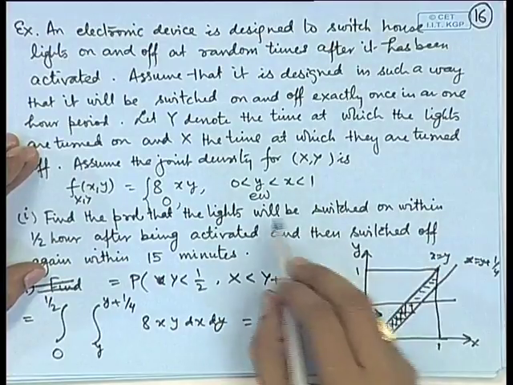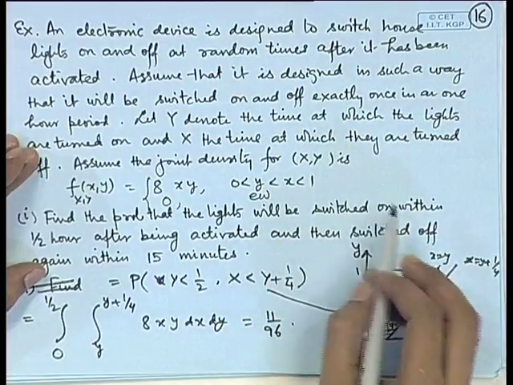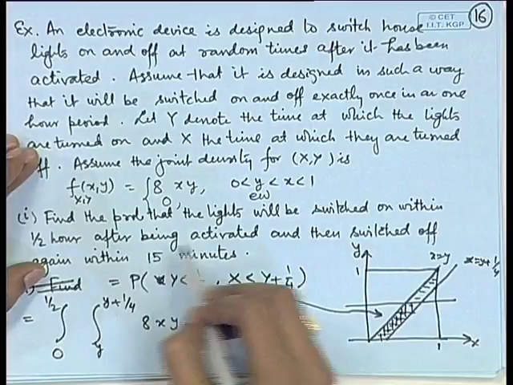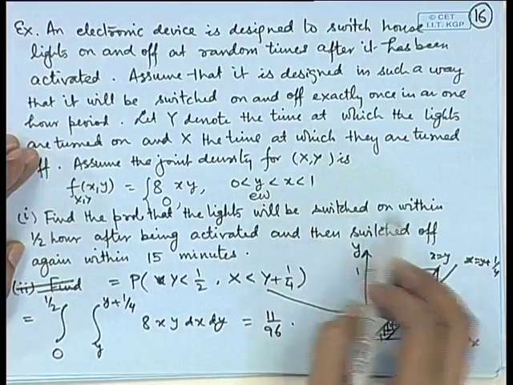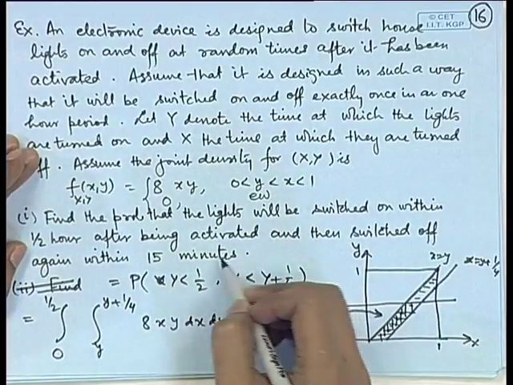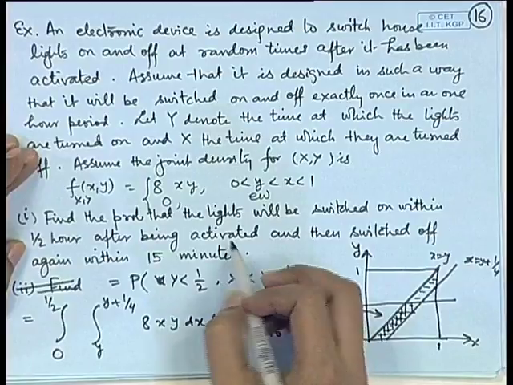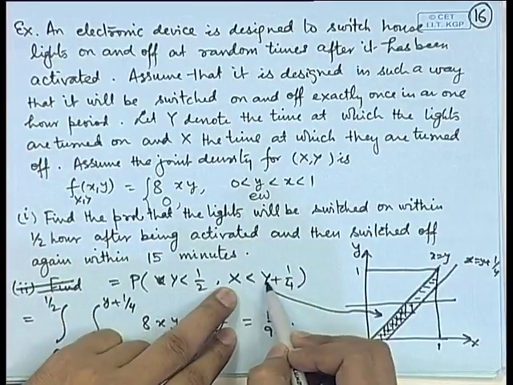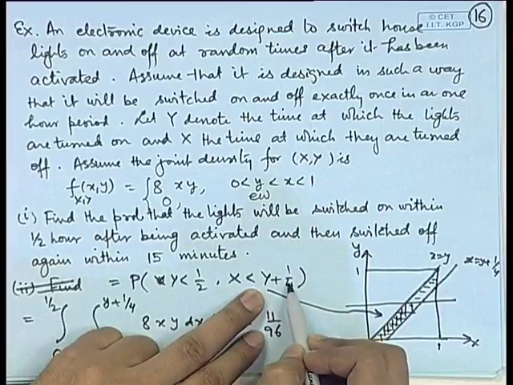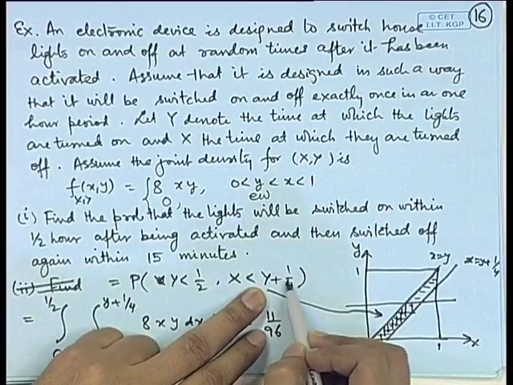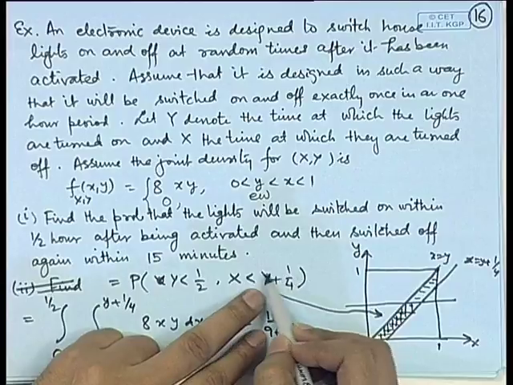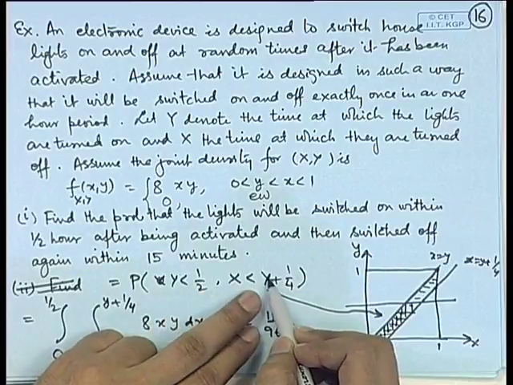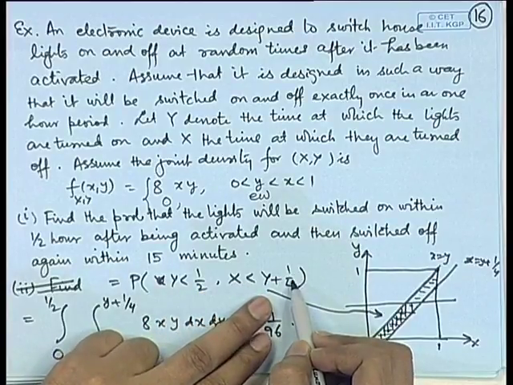What is the probability that the lights will be switched on within half hour after being activated and then switched off again within 15 minutes? That means, what is the probability that y is less than half and x is less than y plus 1 by 4, because within 15 minutes of getting on it should be switched off. So, x must be less than y plus 1 by 4.